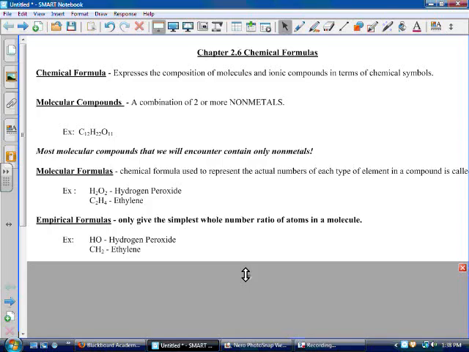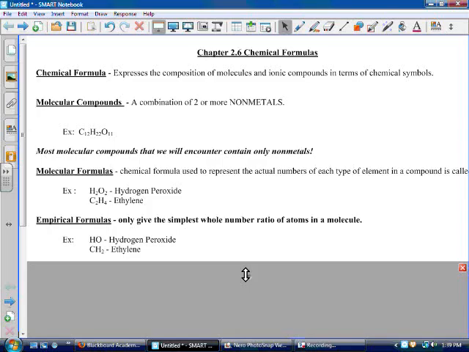For example, we just said they are the simplest whole number ratio of the atoms in a molecule. So hydrogen peroxide had a molecular formula of H2O2. Its empirical formula is just HO. It is a reduced down form of the molecular formula. So the way you can tell if something is an empirical formula is if it's been reduced to its lowest form possible. Ethylene had a molecular formula of C2H4. Its empirical formula is CH2. Again, it has been reduced to its lowest form.